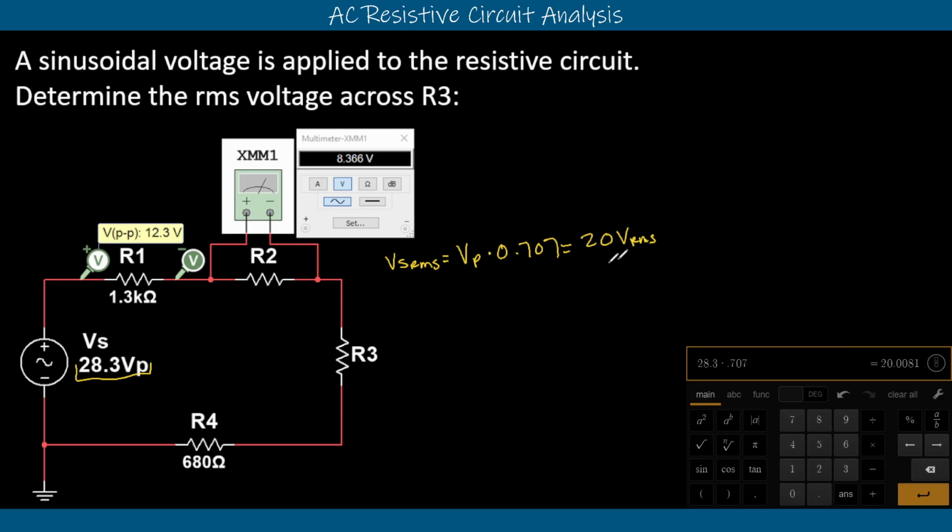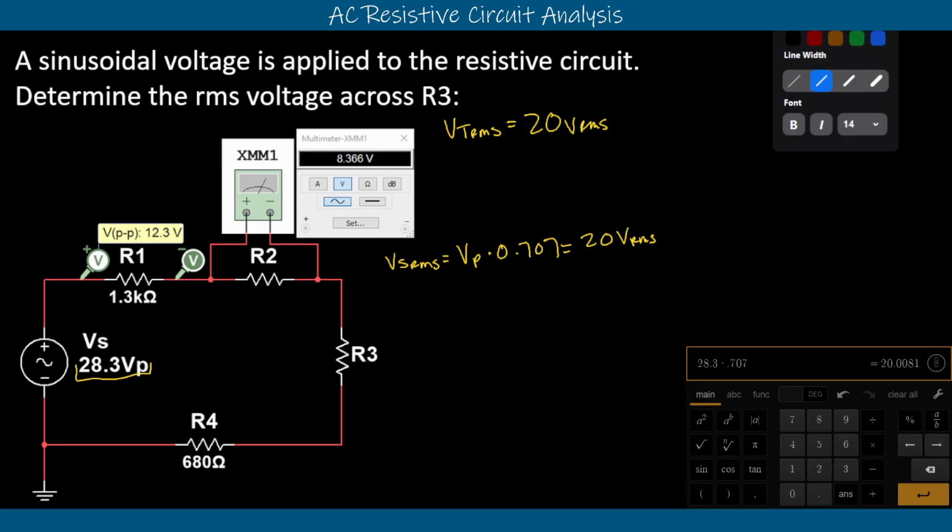Right, so that's our peak. That's our total voltage, VT. So we'll write that at the top here. VT RMS is equal to 20 VRMS. Okay, now we can move on to our next one.